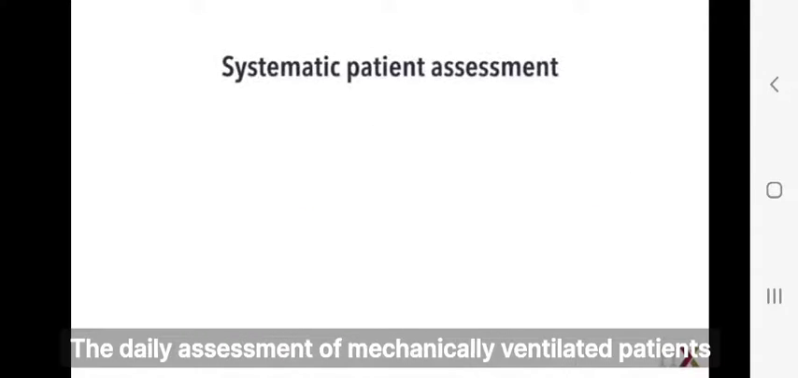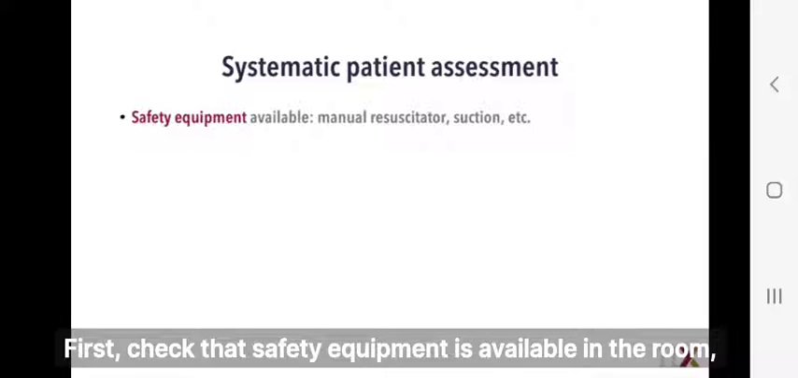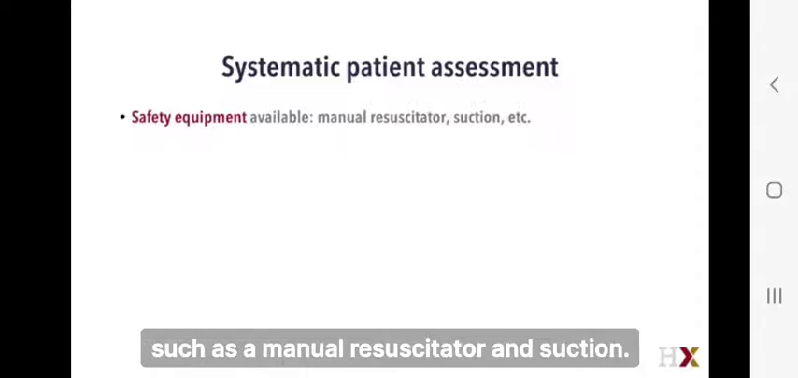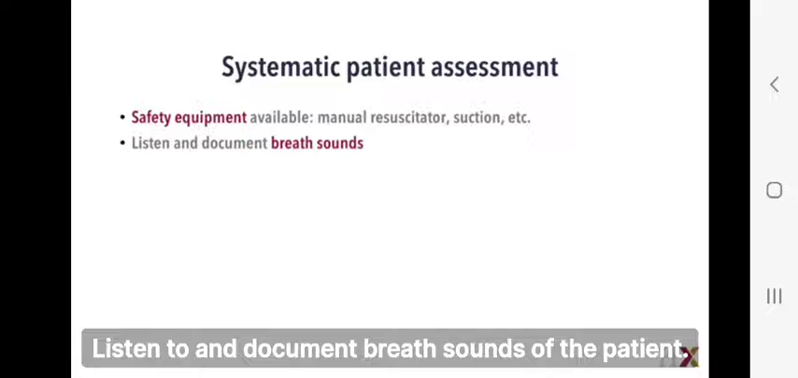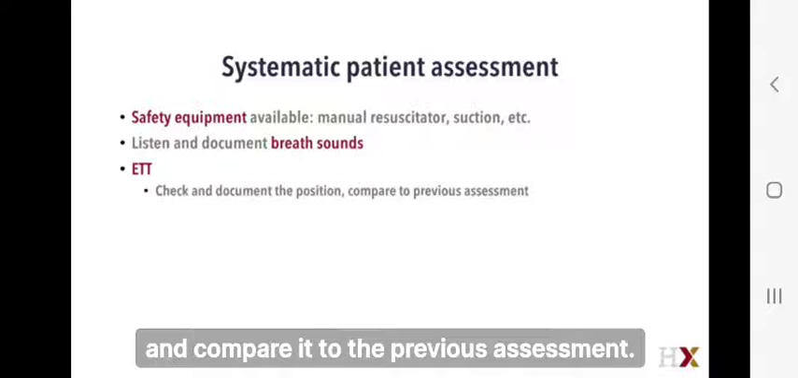The daily assessment of mechanically ventilated patients should follow a systematic approach. First, check that safety equipment is available in the room, such as a manual resuscitator and suction. Listen to and document breath sounds of the patient. Check the endotracheal tube and document the position and compare it to the previous assessment.